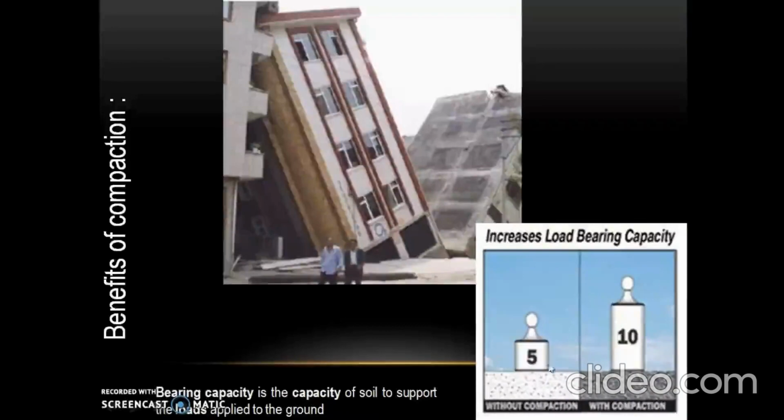If the load on the soil is more than the load bearing capacity of the soil, then there will be failure. Hence, the soil has to be compacted well so that its load bearing capacity increases. Otherwise, we will be observing the failure of the structure if the load bearing capacity is low. Hence, it is very important to compact the soil so that it can carry heavy load.